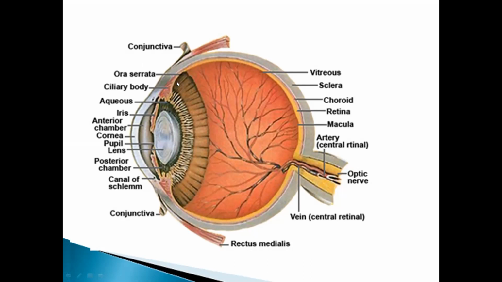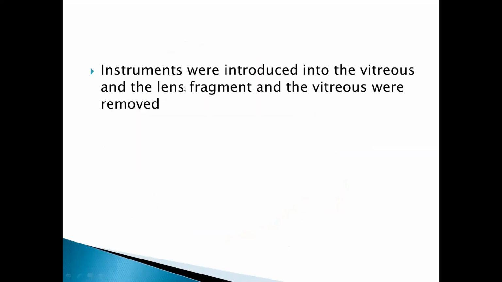Posteriorly you get the pars plana, which is a very bare area. So that is how you enter through that. Okay. Right. So that is the point where you enter. So then you introduce instruments through that and remove the lens fragment and the vitreous.